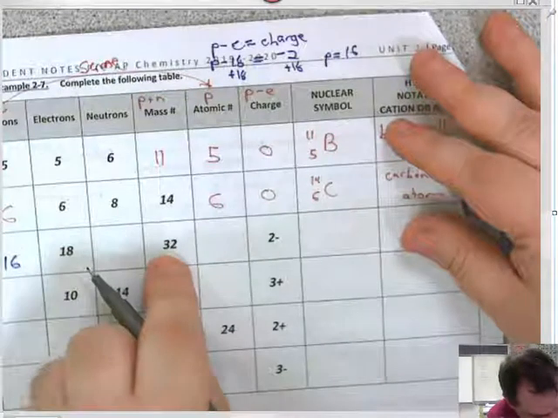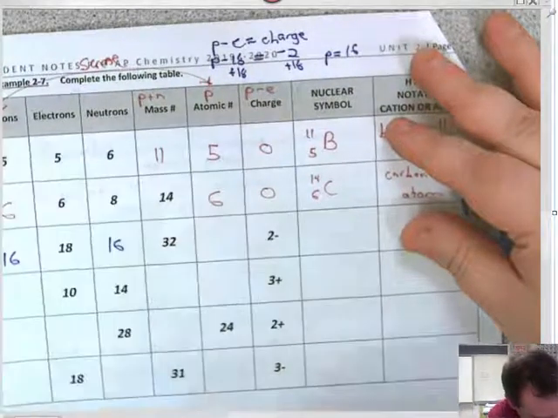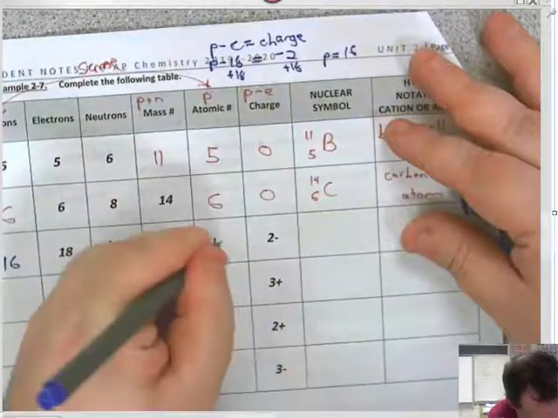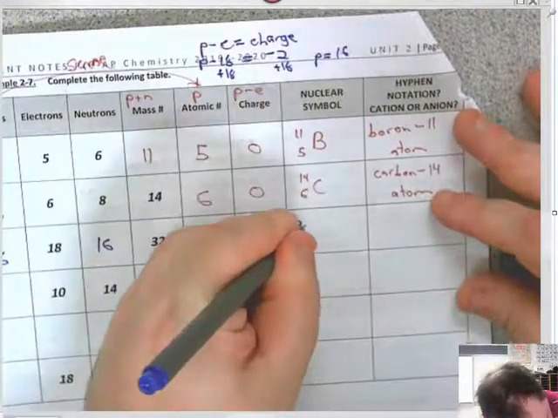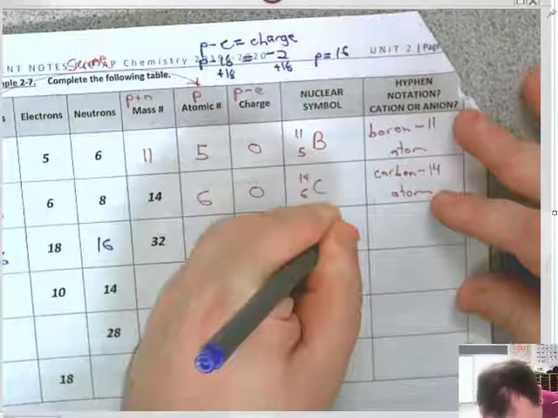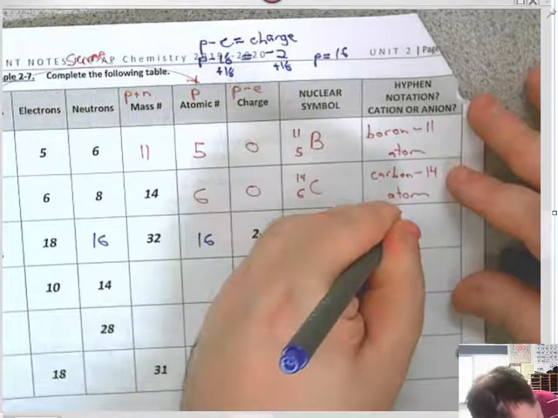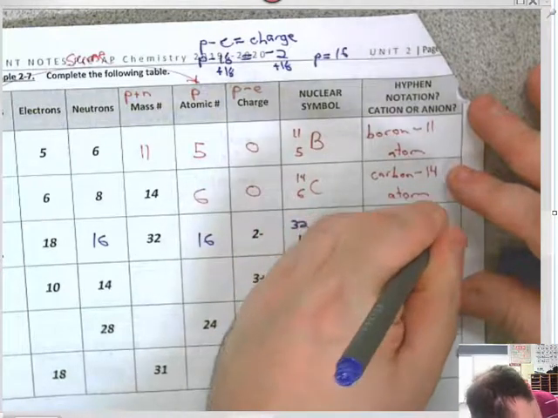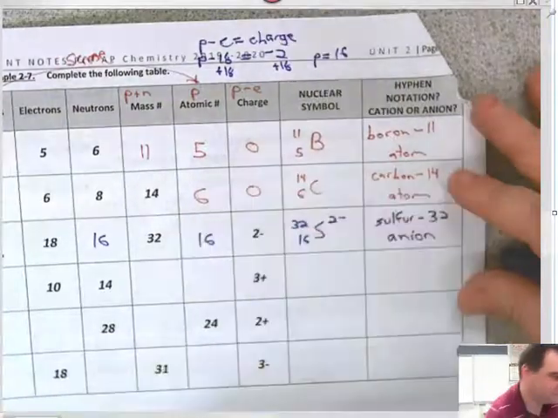So then I take mass number minus protons to get the neutrons. So the atomic number is 16. So this is 16, 32, sulfur, negative 2. This is sulfur-32 because that's the mass number. And this is an anion because it is negative.